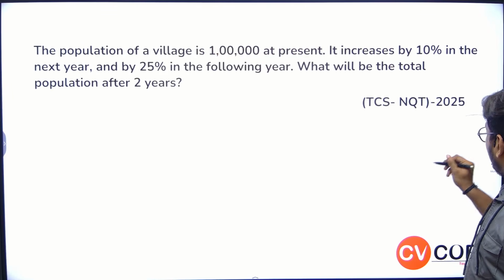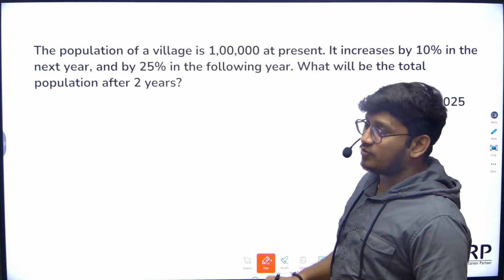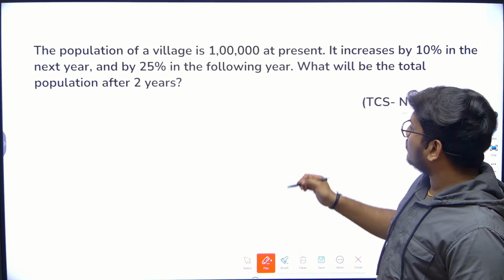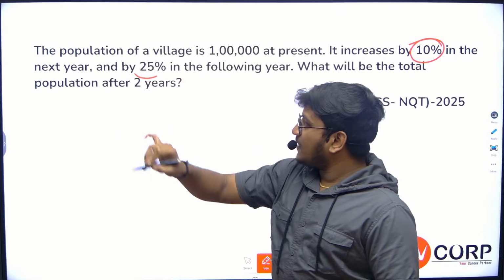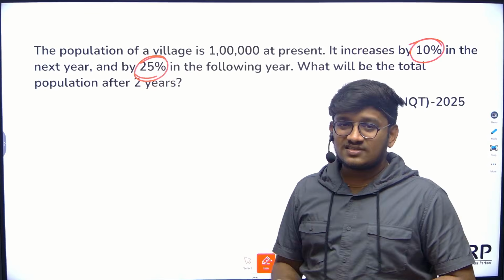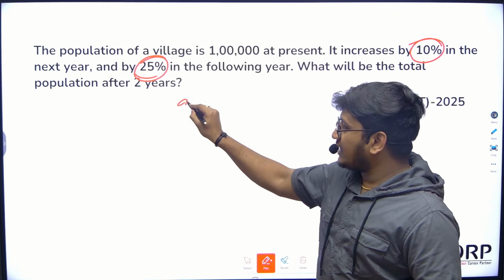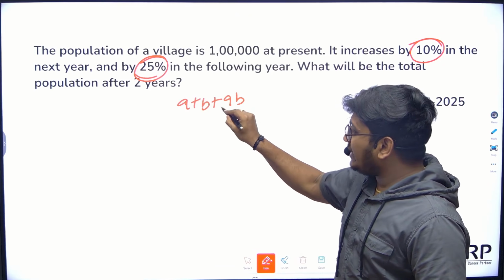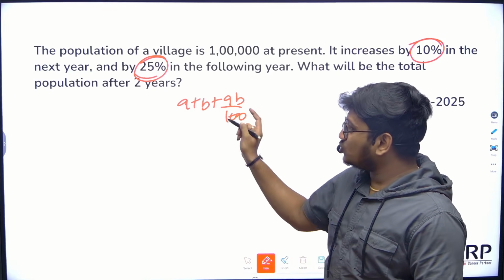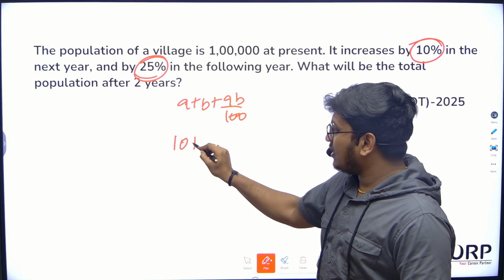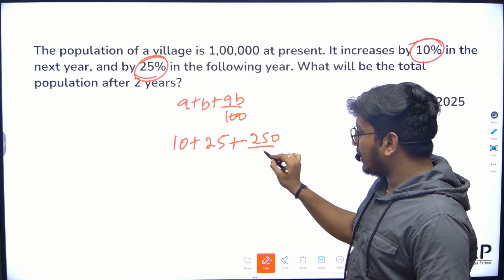Even this type of question we have discussed many times. Here the population of a village is 1 lakh at present. It increases by 10% in the first year and 25% in the second year. Hope you remember the successive increment formula. Either it may be successive increment or successive discounts, we use the direct formula A plus B plus AB by 100 instead of calculating separately. So A is 10, B is 25, and AB is 250 by 100.